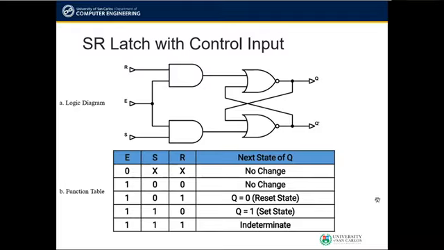Here is another variation for the circuit implementation of an SR latch. The circuit shown here is still an SR latch with control input. The control input is again specified by this additional input E, which is the same as the previous example and behaves in the exact same manner as the previous circuit. And it can be shown by this function table, which describes the same behavior as the previous example.